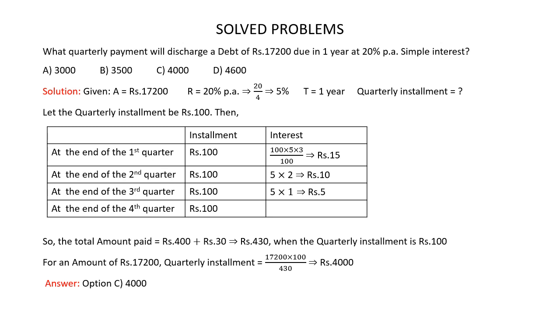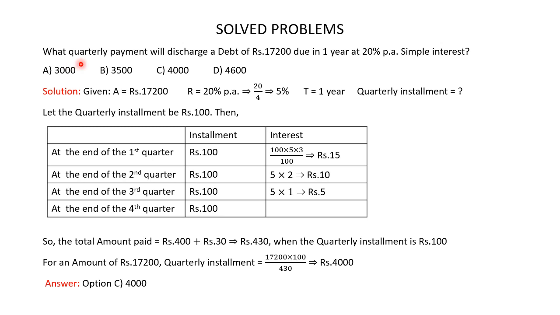So now the total amount paid is 100 plus 100 plus 100 plus 100, which is 400, plus 15 plus 10 plus 5, which is 30. So the total amount paid is 400 plus 30, which is rupees 430, when the quarterly installment is rupees 100.